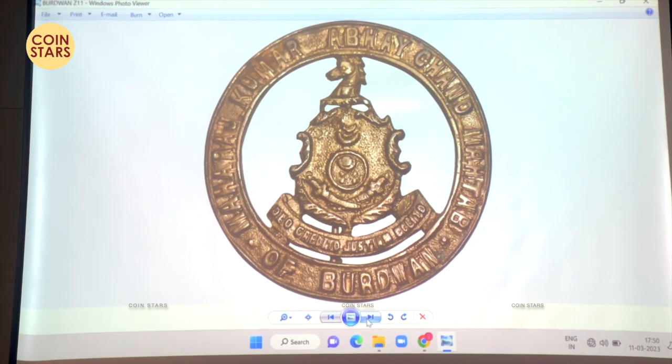This is Burdwan in today's West Bengal, having the horse's head here and 2 swords pointing downwards. Burdwan today is an industrial area. Maharaj Kumar Abhay Chand Mahtab. Okay, next.